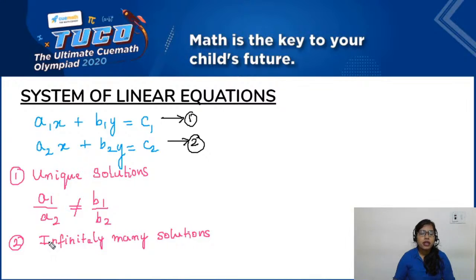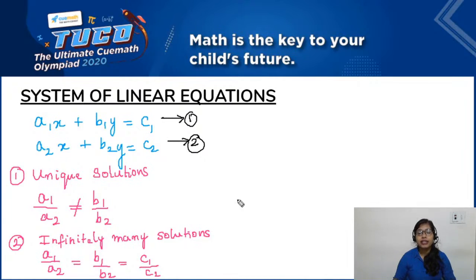So if you all see, here you could notice that we had a1 over a2 not equal to b1 over b2. For infinitely many solutions, we will have a1 over a2 equal to b1 over b2, and that should be equal to c1 over c2. I hope this is clear to all of you.